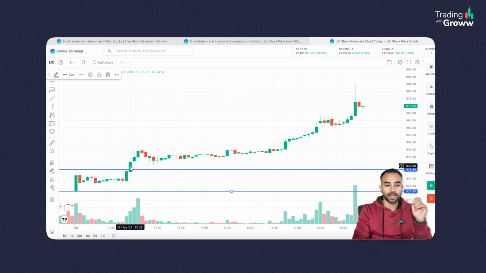Once it is broken, I would have gone long with the first bar's low as the stop loss. So 936 is my entry, 924 is my stop loss, so just 10 or 12 points is my overall stop loss. Then I'll go long and hold it till the end of the day. By 3:15, I'll close the position, where I have closed at approximately 974. So with a risk of 10 points, I'm able to gain almost 40 points.